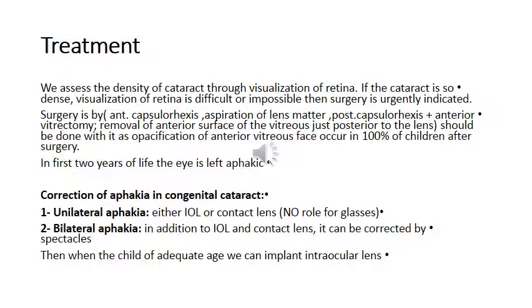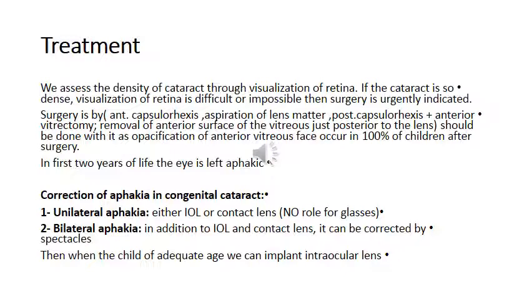Now we come to the second most important step. We finish the surgery. After the surgery we don't just leave the patient. The child needs to establish normal visual pathway and normal vision through the correction of aphakia in that operated eye for congenital cataract. Aphakia means absence of crystalline lens. After removal of congenital cataract, the eye is now aphakic.